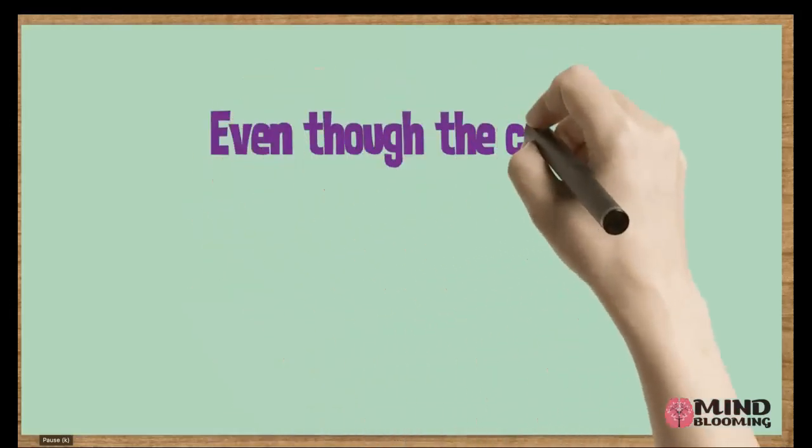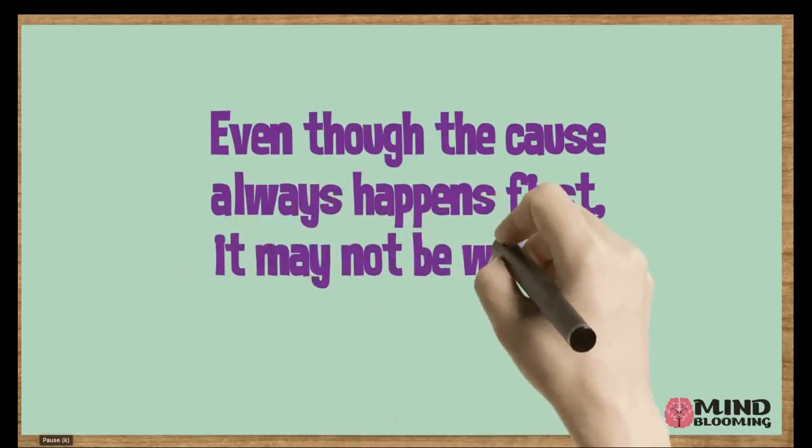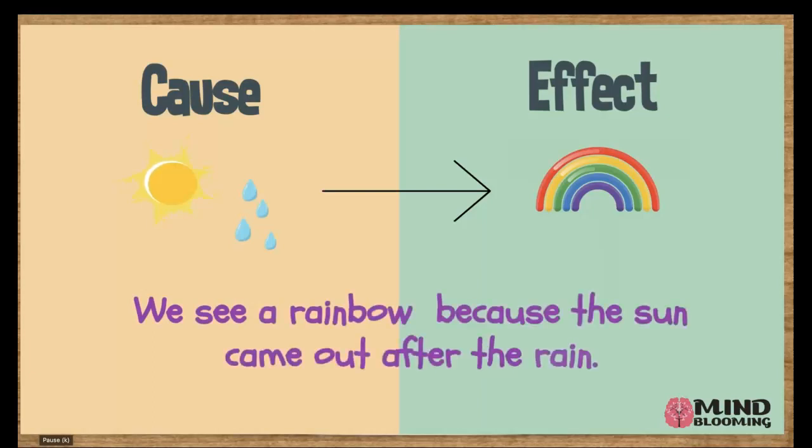Now, even though the cause always happens first, it may not be written first. In this example, I know that the sun and rain happened before the rainbow, the cause and then the effect. However, when I write it, it doesn't have to be in the same order. I could write, "We see a rainbow because the sun came out after the rain."